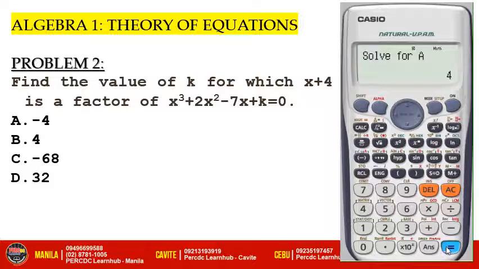So, solve for a. So, a is equals to 4 pa rin. Kagaya ng last problem kanina. So, a equals to 4 or k equals to 4.